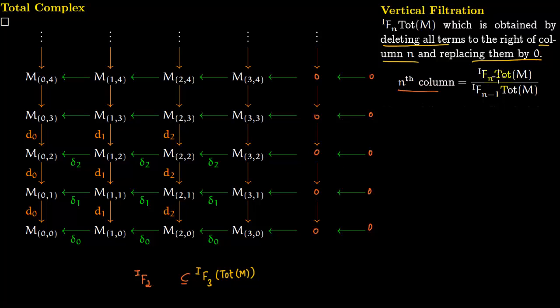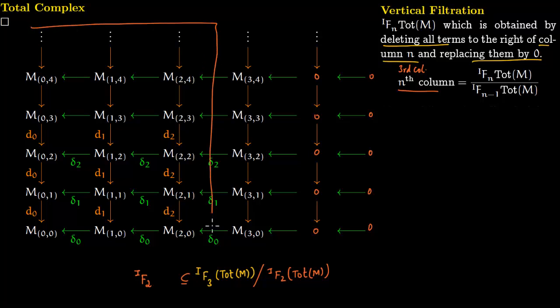Now for the nth column, you take the nth part and you modulo out the n minus 1 part. For example, if you want to talk about the third column, you will talk about this F_3 and you modulo out F_2 of the total complex. F_2 just consists of this much portion. Everything else is 0. When you modulo out like this, what you will get is just this column, and everything else would be 0.